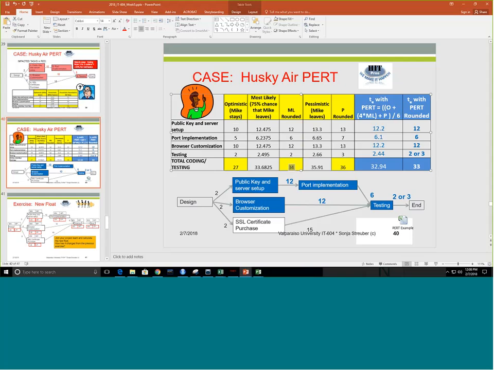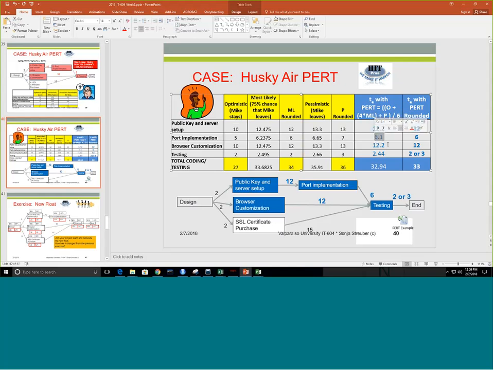So now I'm going to apply my PERT calculation, in which I say the optimistic plus 4 times most likely plus the P divided by 6. And I do that for each of these tasks, right? So this task comes out at 12.2 days.